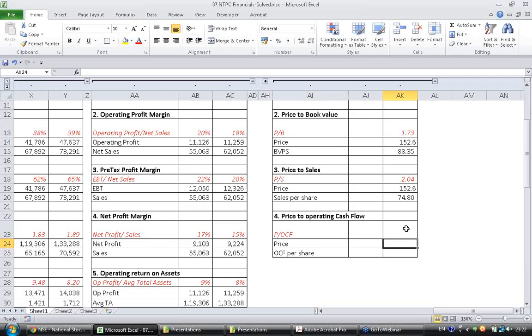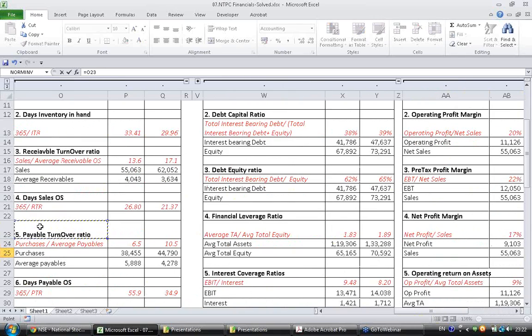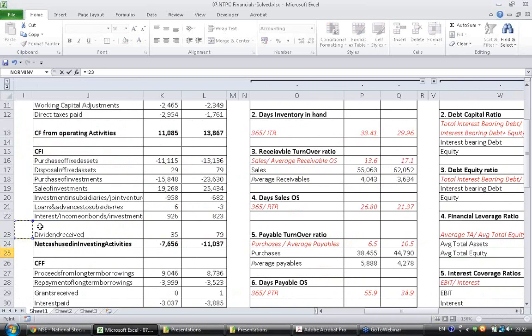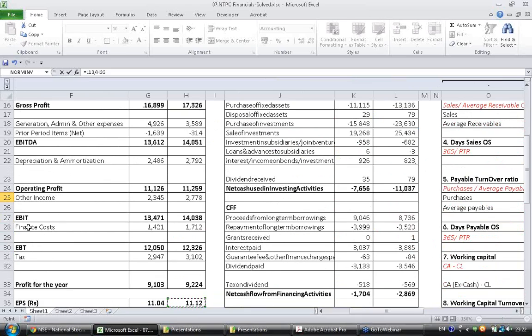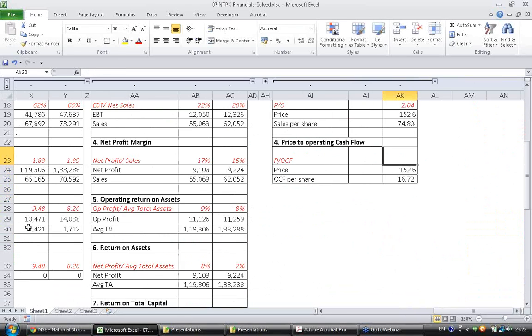So price to operating cash flow per share. Price is something we have calculated. Operating cash flow is available in the cash flow statement. CFO divided by the number of shares will give me operating cash flow per share. All right.